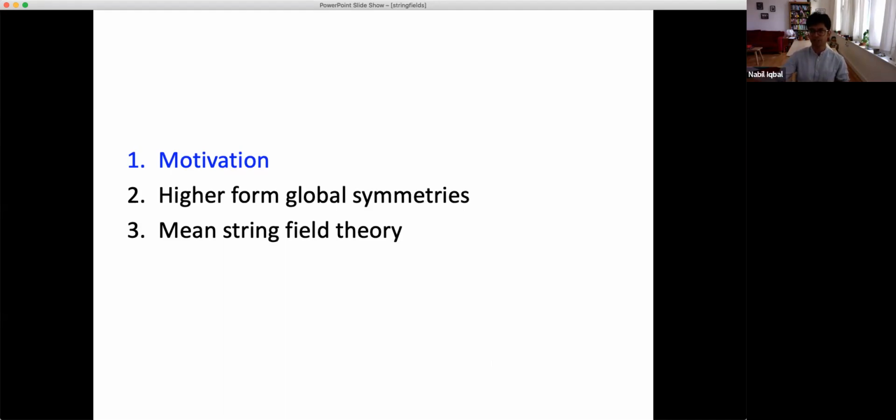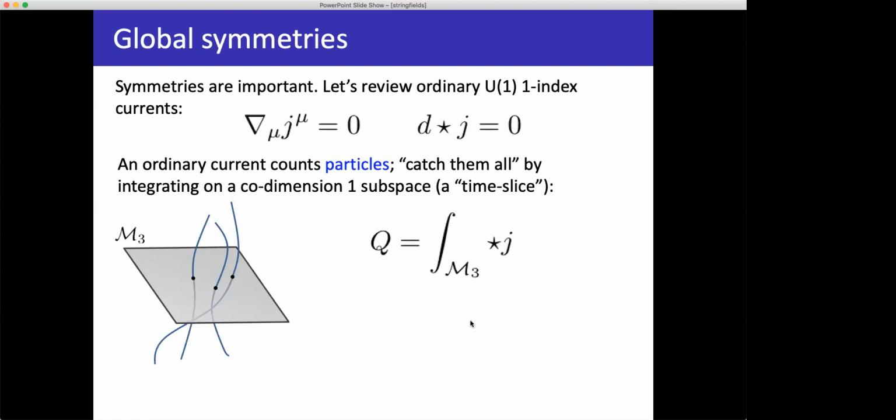Now, I know many people in this audience might already know what these are, but just in case, I'll remind everyone what a higher form global symmetry is and what it means and what it's good for. And then the final part, I'm going to talk about mean string field theory, which is really the new contribution of our work. So I'm going to explain what mean string field theory is and why it might be useful for many different things. But let's get started with an overview of global symmetries.